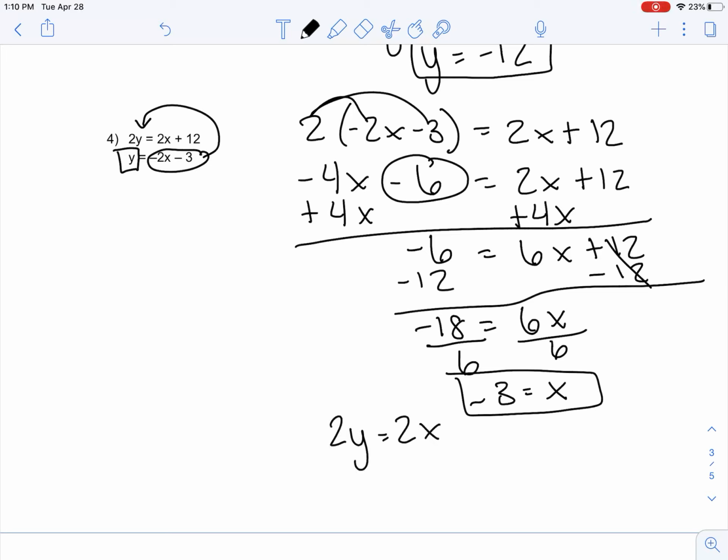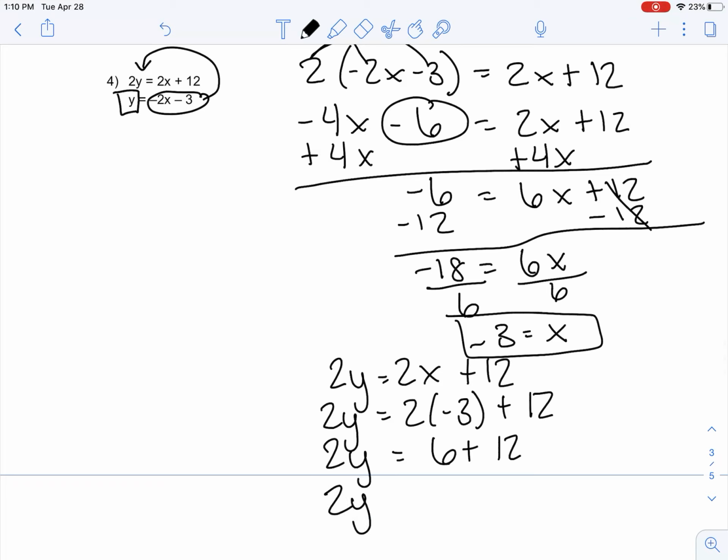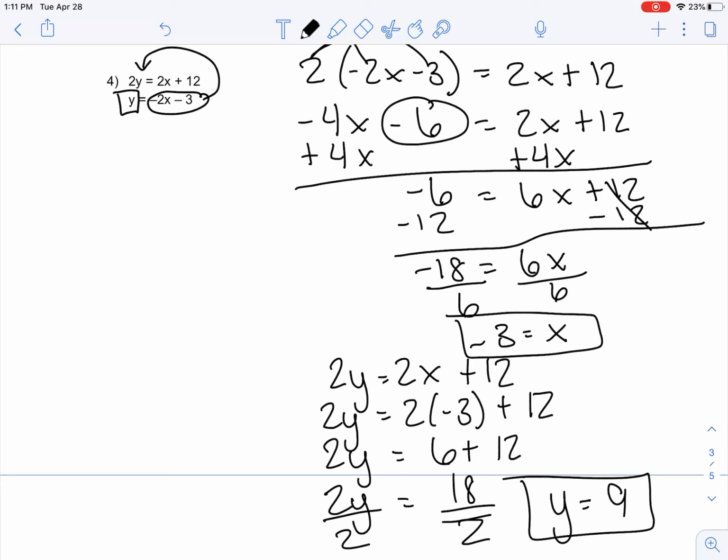2y equals 2x plus 12. 2y equals 2 times negative 3 plus 12. 2y equals 6 plus 12. 2y equals 18. Divide both sides by 2. And y equals 9. So your solution is negative 3, 9.